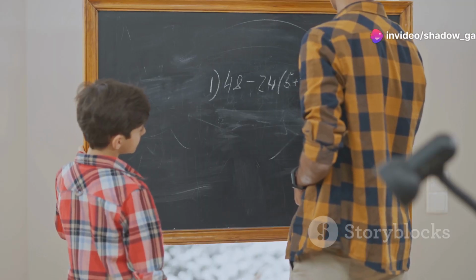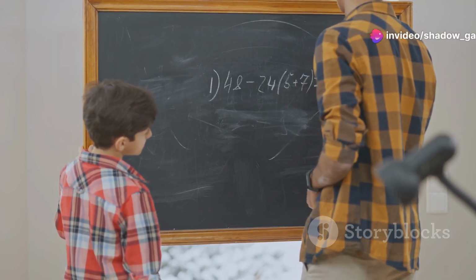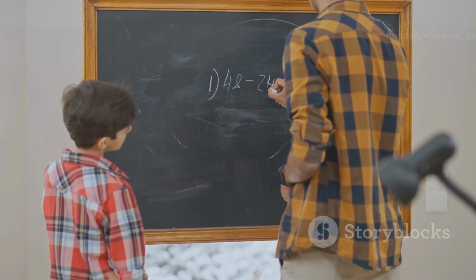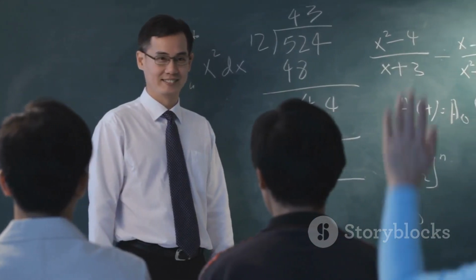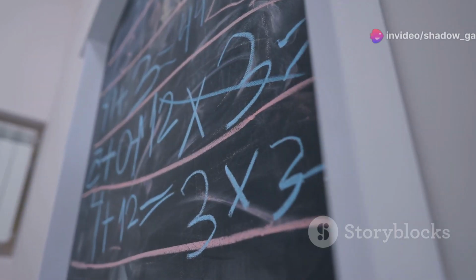Let's look at a simple example of a two-step equation. 2x plus 3 equals 9. In this equation, x is our unknown variable. Our mission is to find the value of x that makes this equation true. To do this, we need to isolate x on one side of the equation.